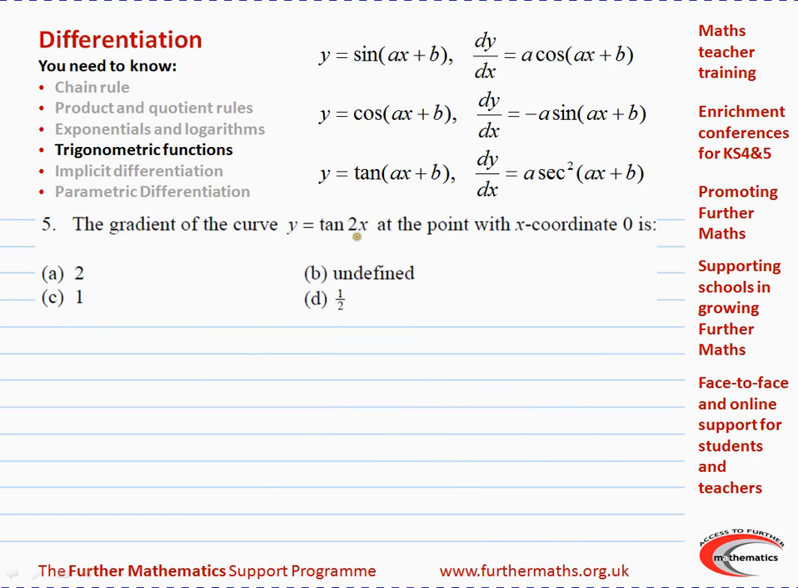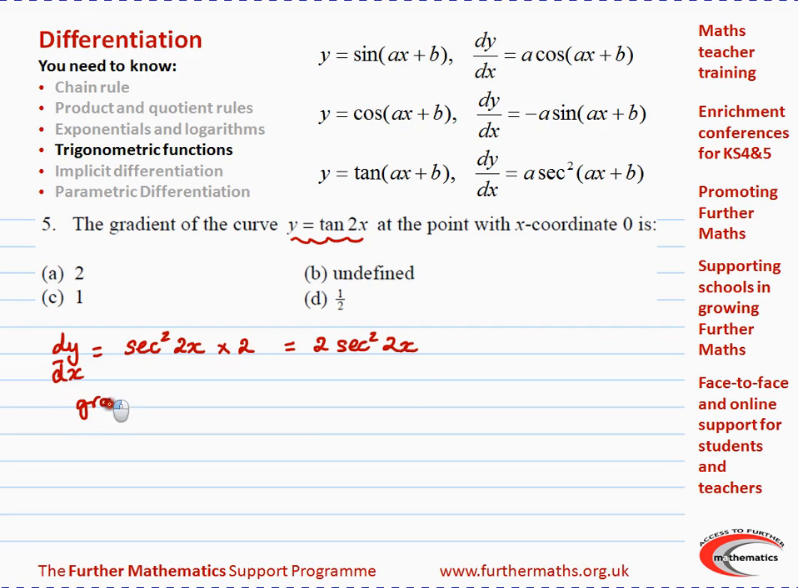So we're being asked to find the gradient of the curve y equals tan 2x at the point with x coordinate 0. So we're looking to find the gradient function dy dx. And we can do this using chain rule. Tan 2x is a composite function, the tan function on the outside and the 2x on the inside. So differentiating the tan part gives me sec squared 2x. Differentiating the 2x part gives me 2. So that becomes 2 sec squared 2x.